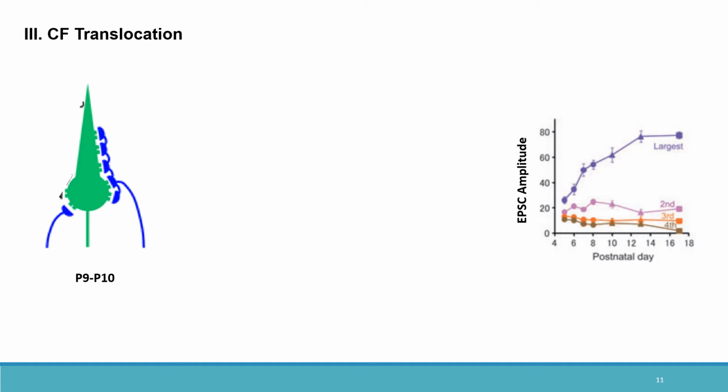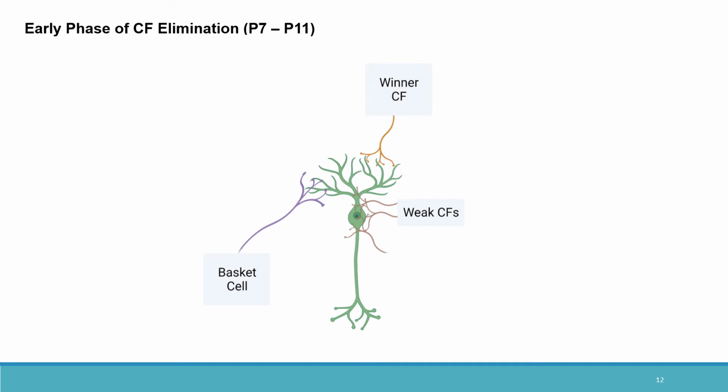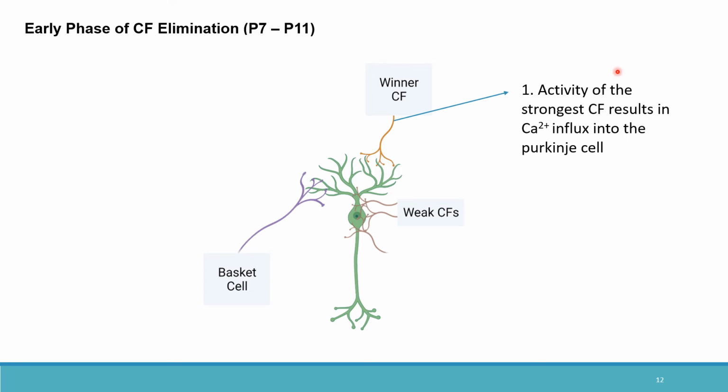The third stage of synapse formation involves the translocation of the strongest climbing fiber from the soma to the dendrites. The weak climbing fibers, which innervate the soma, are eliminated in 2 stages. Let's look at some of the mechanisms underlying the early phase of CF elimination, which occurs between postnatal day 7 and 11. First, the activity of the winner CF is necessary to drive calcium influx into the Purkinje cell and further strengthen the synapse.